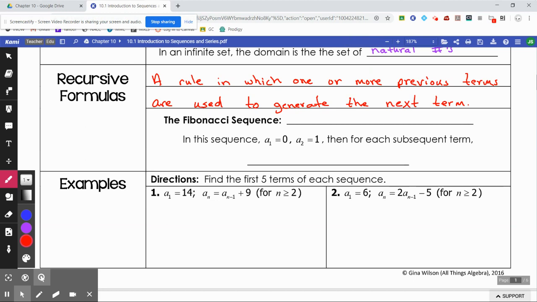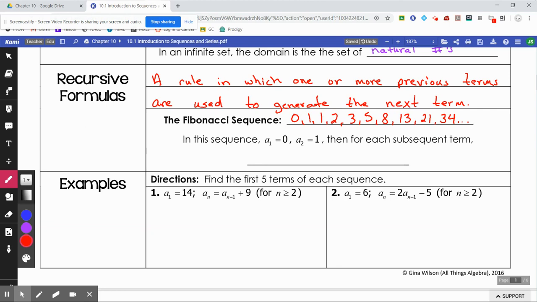Now, a Fibonacci sequence, which is what we're going to talk about next, actually defines the values of a sequence based on the two values before it. And here's what the Fibonacci sequence looks like. It's 0, 1, 1, 2, 3, 5, 8, 13, 21, 34, dot, dot, dot. And it is an infinite sequence.